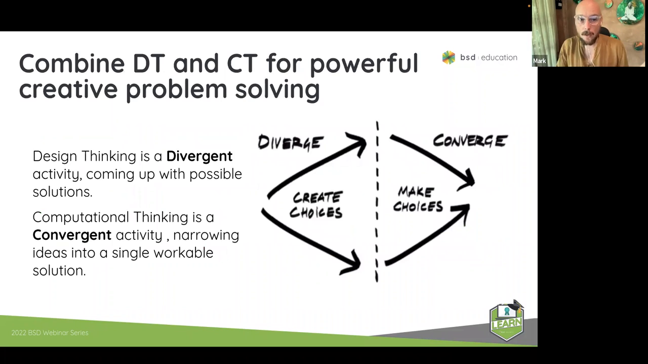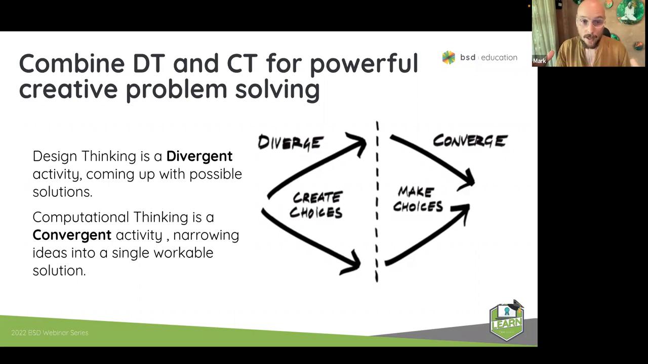So the cool thing about combining those two is that we are also taking divergent thinking and convergent thinking and putting them together. So if you've never heard those terms before, divergent thinking is a specific way of thinking where you're open-ended, coming up with solutions, lots of ideas. And then convergent thinking is narrowing those ideas down into a single choice or a single workable solution. So when you combine design thinking and computational thinking, you're using divergent thinking and convergent thinking at the same time.